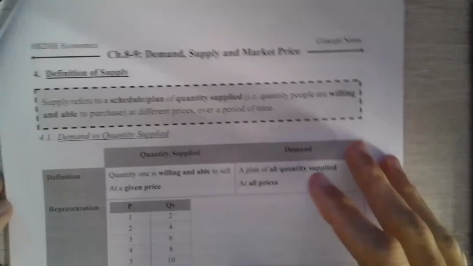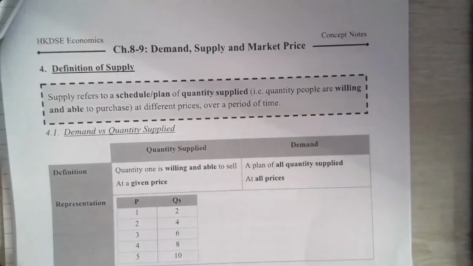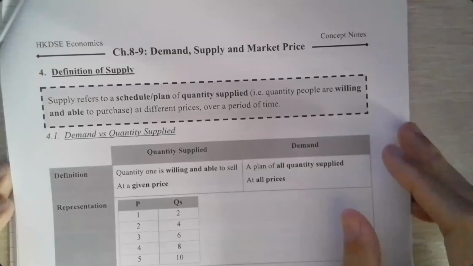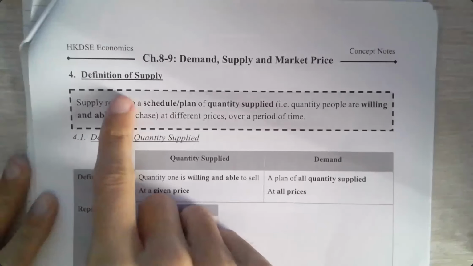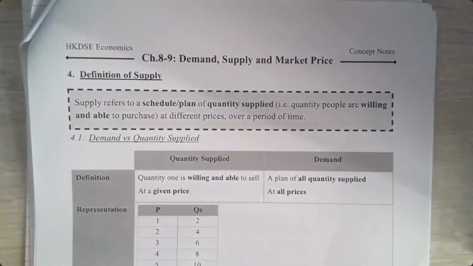Okay, welcome back to part 6 of our video series. This time is going to be a very short one. We're going to talk about supply. Now, how come it is a very short one? Because supply is basically the opposite of demand.